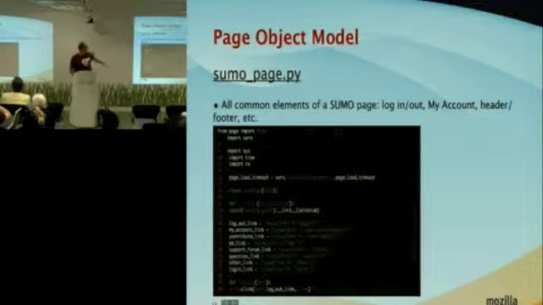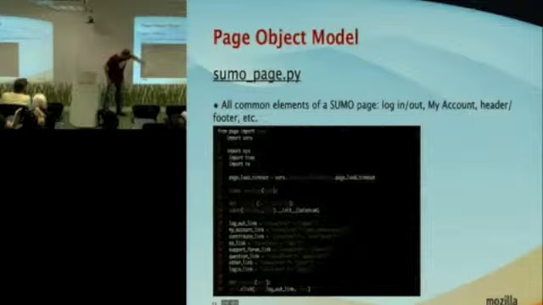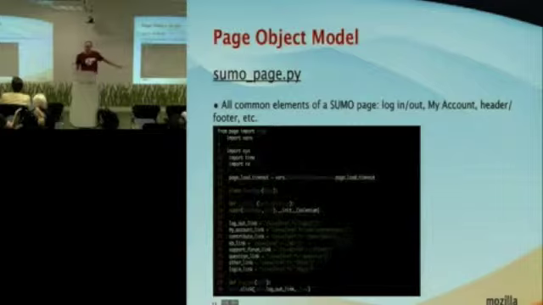So on the lower level, we have the actual project page.py. And this is all common elements of that specific project page, like login, logout, and as I mentioned, the headers, the footers. You can't see it here, but these logout links, my account links, these are either the CSS locators or the XPath for those links. And again, those are going to be project specific. And that's pretty much it. That's as short as the file is.